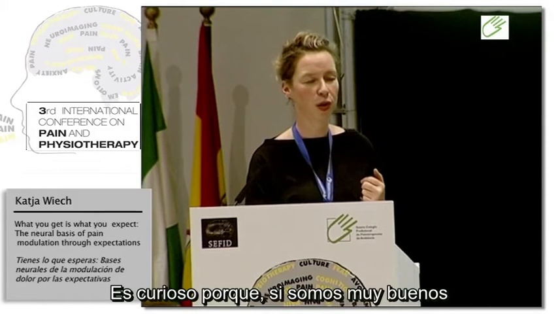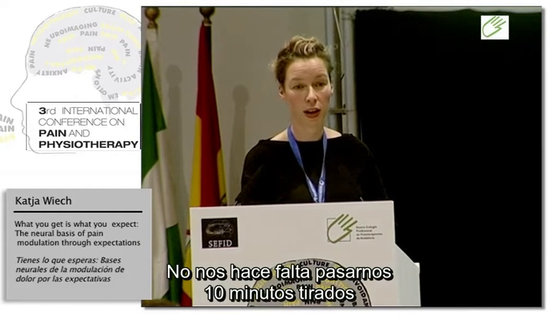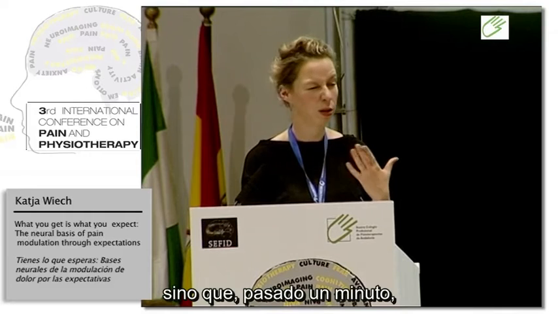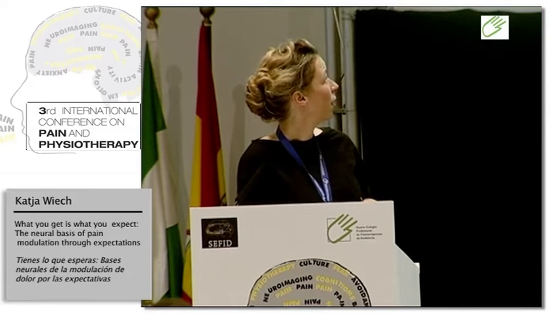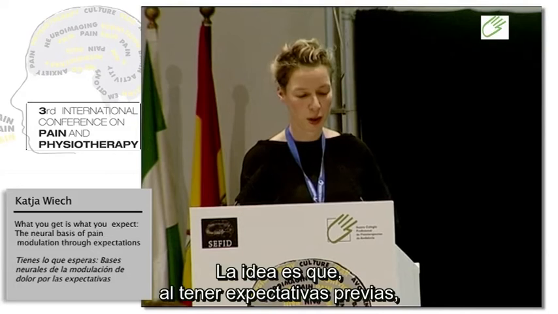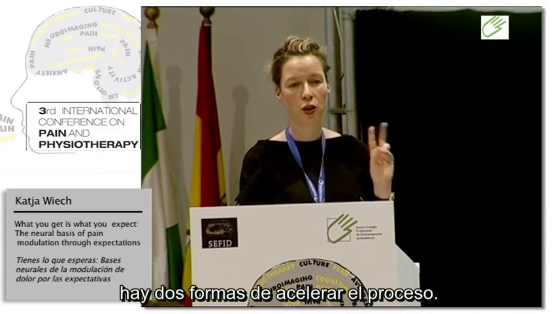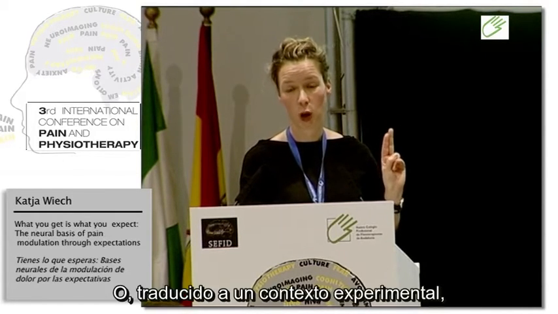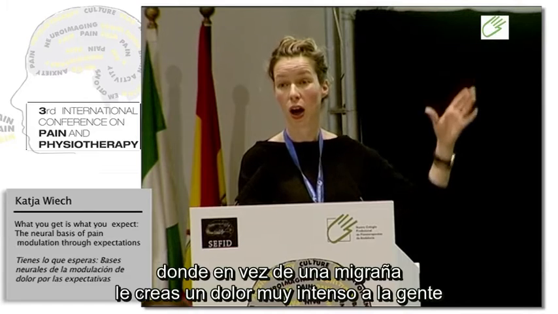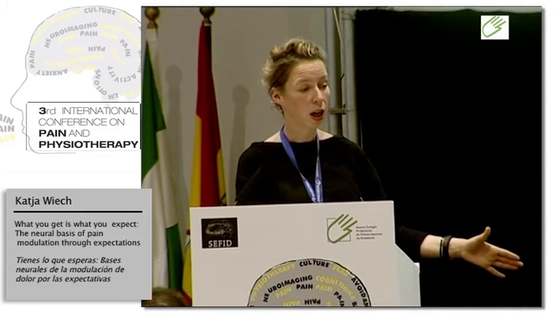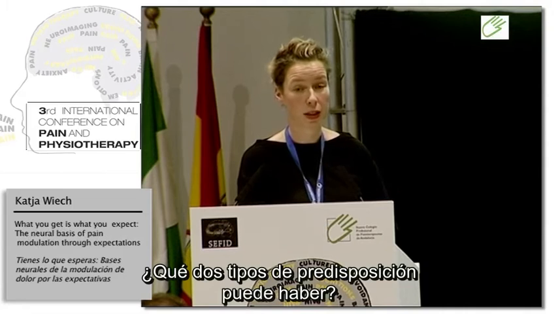And interestingly, if we're very good with detecting migraine attacks, we get faster with that. Okay, we don't need to lie there for 10 minutes, but we know after a minute or so that's it. I recognize that. And the idea is that when you have these prior expectations, so when you know what a migraine attack is like, there are basically two ways you can speed up that process. Or if you translate that into an experimental context, where it's not about a migraine attack, but let's say you give people a high-intensity pain and a low-intensity pain, how long does it take for them to work out which one that was? What are the two types of bias you can have?